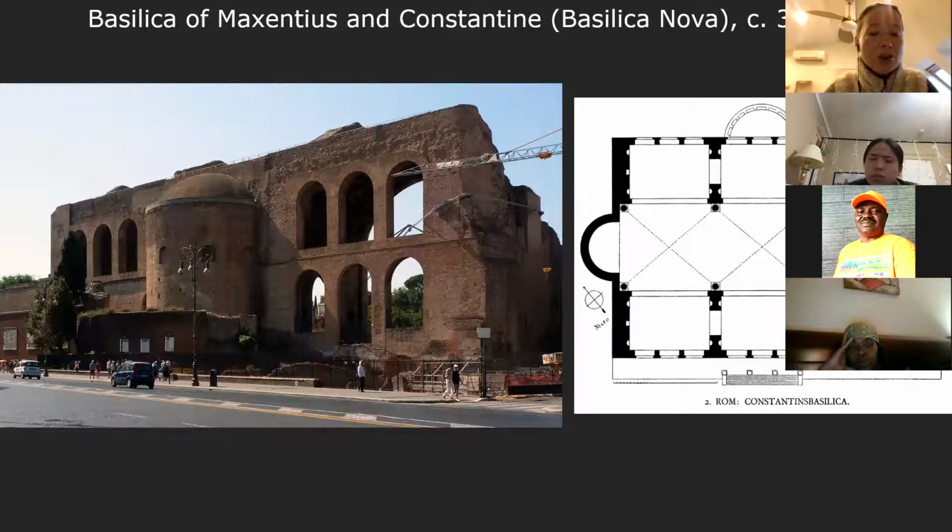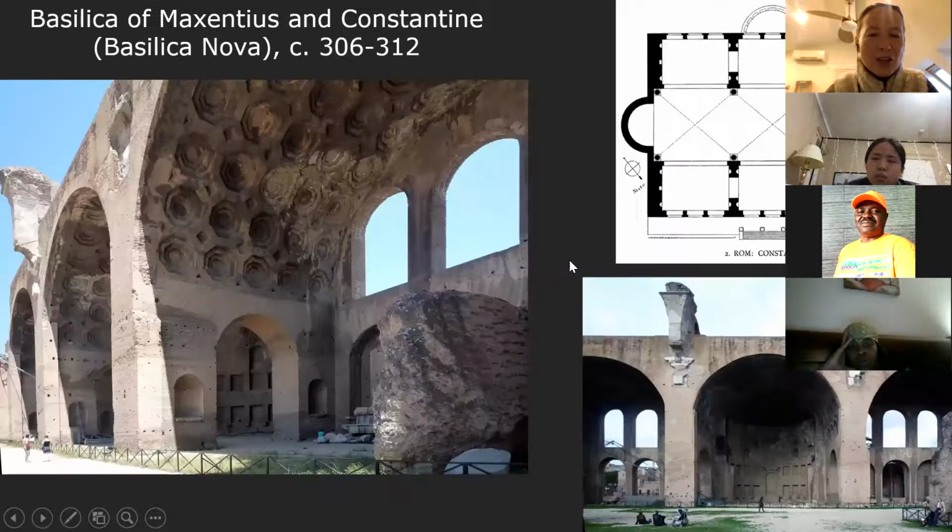So Maxentius starts this building, but after Constantine takes over and kills off Maxentius, he takes over this building and creates this 40-foot sculpture within one of these domes. So here we have the domes over here. Again, it's a huge, huge architectural setting. So if you look at the bottom image on the right-hand side here, you can see the relationship and the scale of the person to one of these arches.